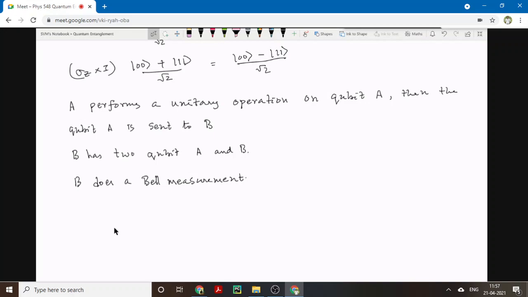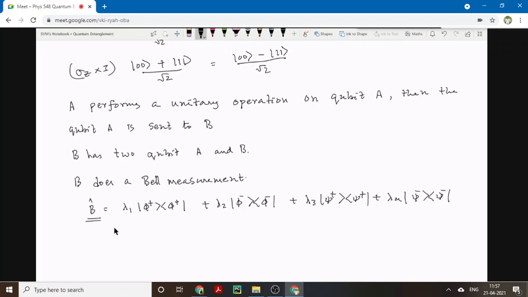Suppose your Bell operator is something like lambda 1 times phi plus, phi plus, plus lambda 2 times phi minus, phi minus, plus lambda 3 times psi plus, psi plus, plus lambda 4 times psi minus, psi minus. So you can construct this operator and then do this measurement.